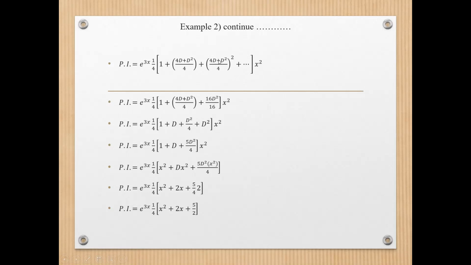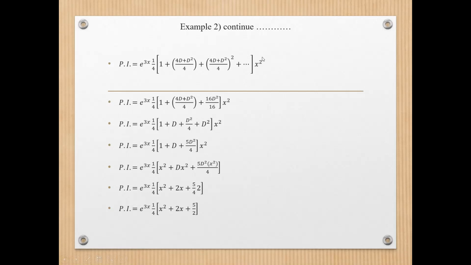Now 1 minus 4d plus d square by 4. Solve this bracket. In the denominator there is 4; we have to do the square, we get 16. Solve the numerator, we get 16d square plus 8d cube. But here is x square.